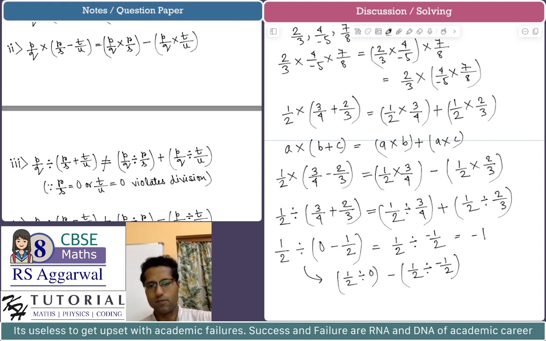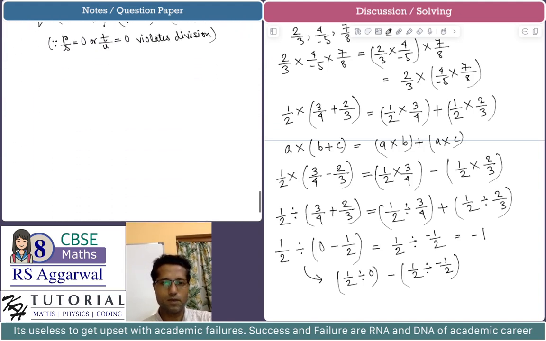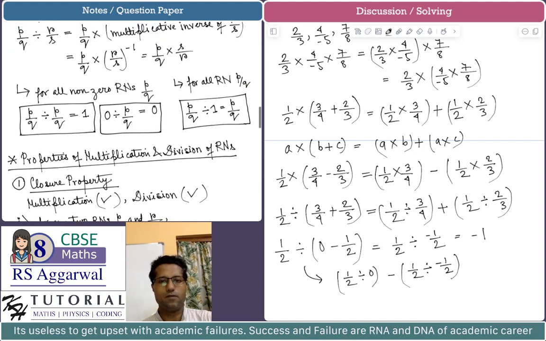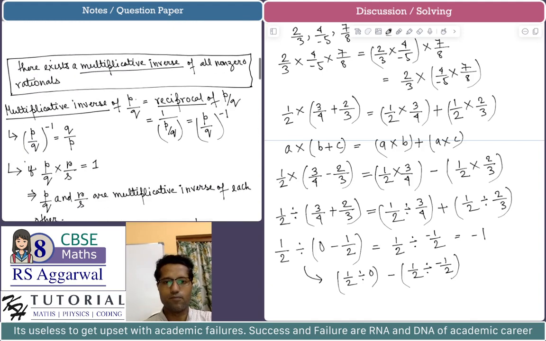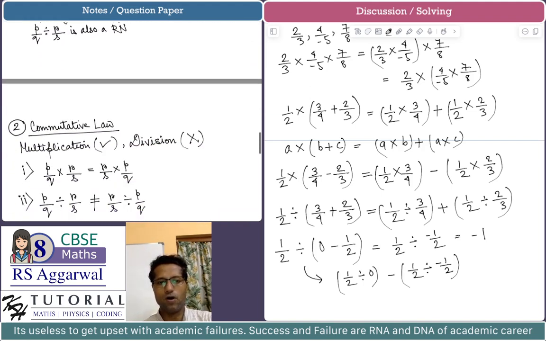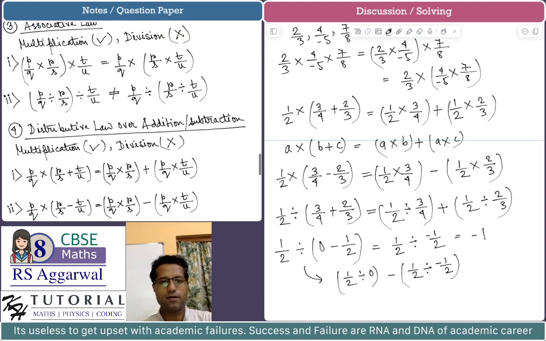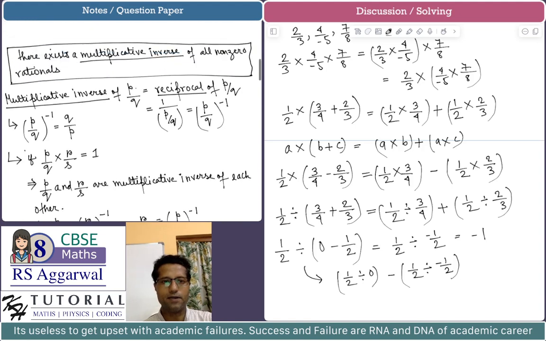For some problems, for some rational numbers, it may be the case. So in general, it is said that division is not distributive over multiplication or addition. Okay. So these are all the concepts for this video about addition and subtraction of rational numbers and their properties, which are closure property, commutative law, distributive law, associative law, and also the concepts of existence of multiplicative inverse and multiplicative identity.